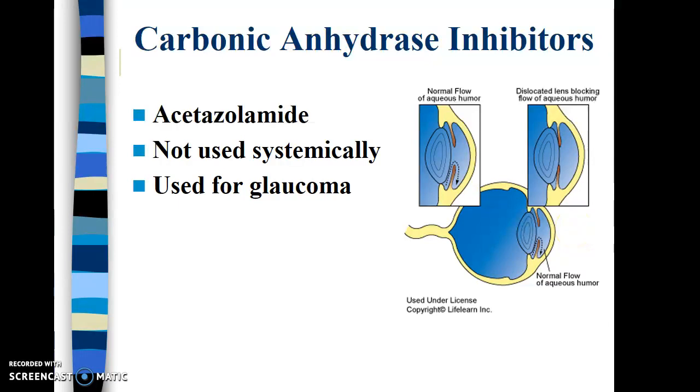Lastly, carbonic anhydrase inhibitors. Acetazolamide is the one that we're going to talk about. It is not used systemically. It is only used to reduce the pressure, intraocular pressure, in cases of glaucoma. So this is just a particular use. It tends to draw water out of the eye very effectively.